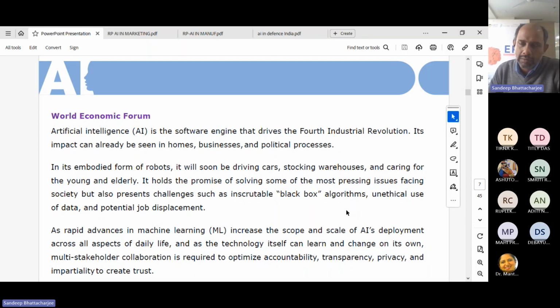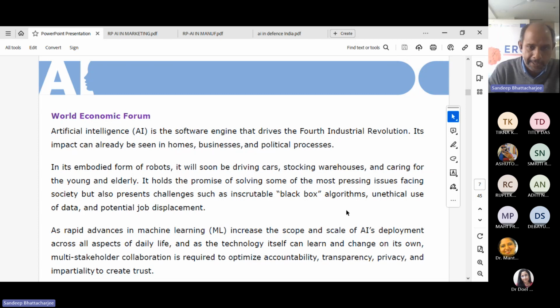If you see in terms of machine learning, the scope is increasing and AI's deployment is present in all aspects of our life because it is continuously learning and changing on its own. Like I mentioned yesterday about the GPT concept, that is generative pre-trained transformers, where it is continuously improving itself by learning from us every second. Millions of queries are being made to these GPTs, and they are learning from us, our behavior, what things we know, what things we are asking for. So again, it tells a lot about human behavior, and they're learning about these things.